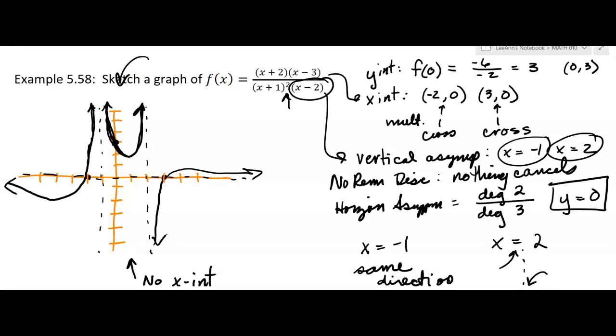Both our x-intercepts had multiplicities where it was going to cross, so that should be reflected in the drawing as well. So they are a little bit of work to do. There's lots of things to consider, but that's how we graph a rational function.